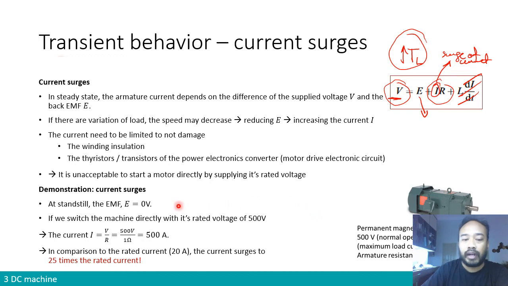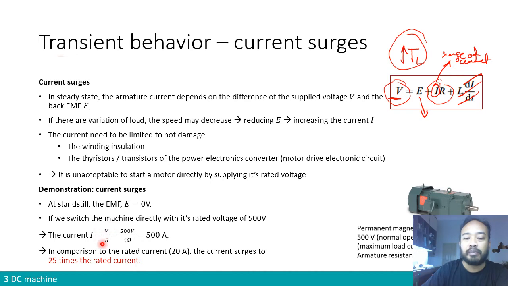So if we switch on the machine directly with its rated voltage, V equals 500 volt. With E being zero, the 500 volt will be basically equal to the IR product. So we can find I, the current at the starting phase. The current I at the starting phase will become I equals V over R.